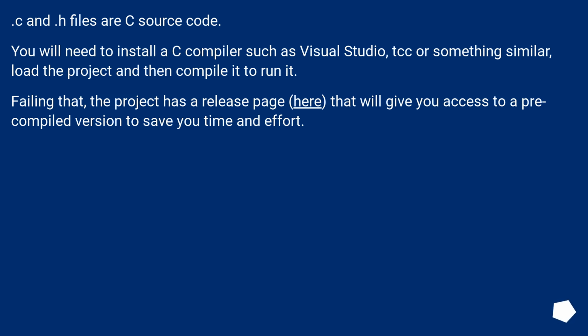.c and .h files are C source code. You will need to install a C compiler such as Visual Studio, TCC or something similar, load the project and then compile it to run it. Failing that, the project has a release page here that will give you access to a precompiled version to save you time and effort.